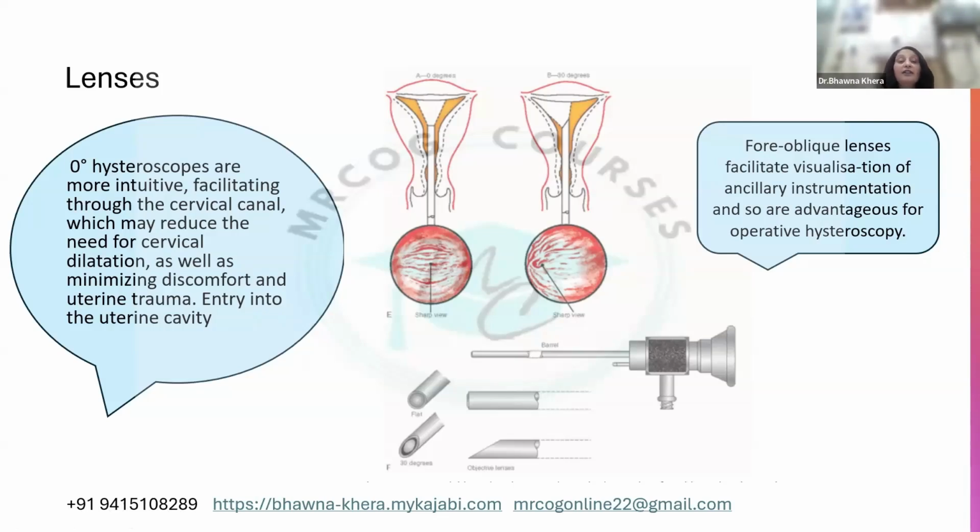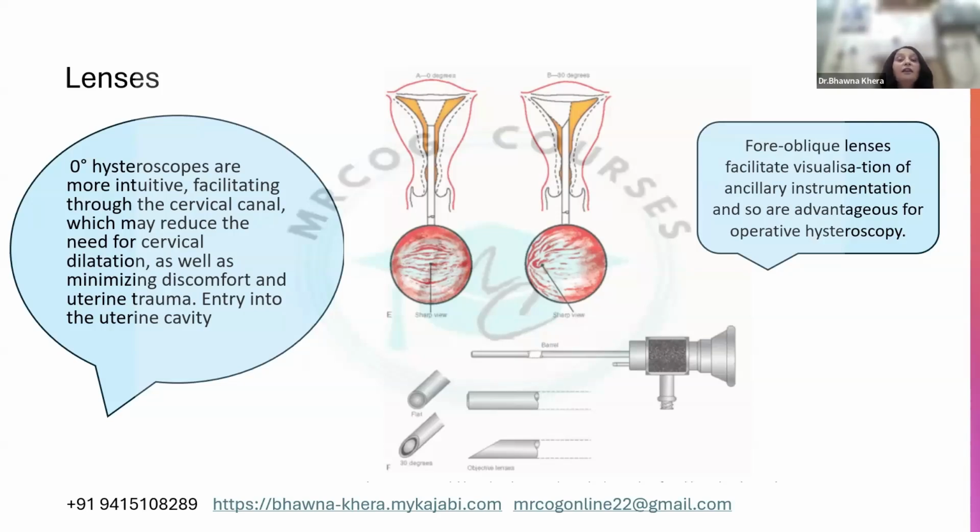So whenever you are expecting that you are going to face a problem at the level of the cervix because of cervical stenosis, then in that case, 0 degree is the better one, and it will reduce the incidence of causing injury. It will also minimize the discomfort and the uterine trauma. And of course, as I said, it facilitates the entry into the uterine cavity.